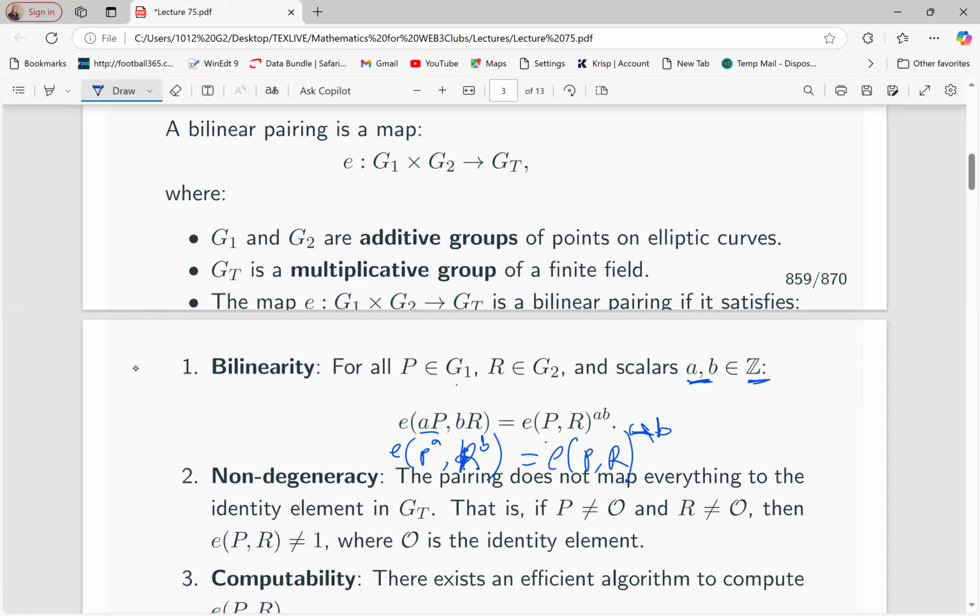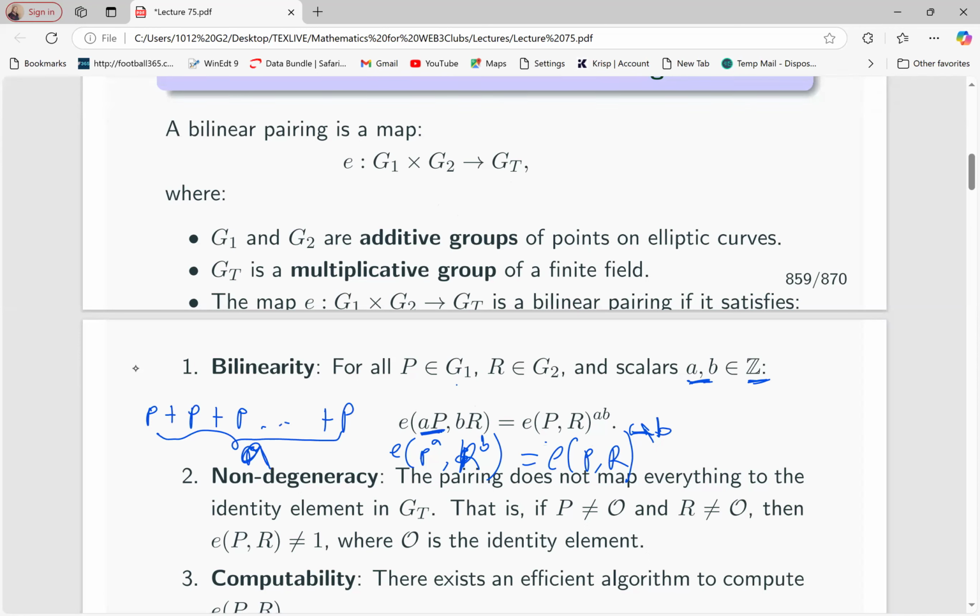What does this mean? This means P plus P plus P, A times. It means you're adding P to itself A times. That's what it means, AP. And it's the same thing that we have here. Just the same thing. Of course, you're doing it mod something.